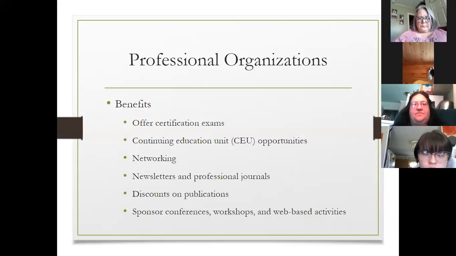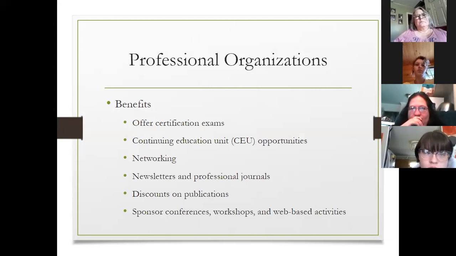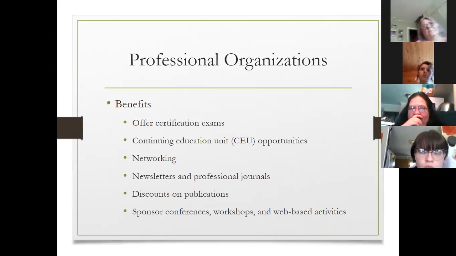Okay, and here's some professional organizations. It's going to tell you the benefits. I'm going to just let y'all see the benefits. I do want to point out a couple of them. They offer certification exams like our NCCT, and we talk about the AHIMA too, right? They're going to offer that. You have some opportunities to network with other coders within that. You can get newsletters and professional journals, discounts on publications, but this is the one that I really want to point out to you.